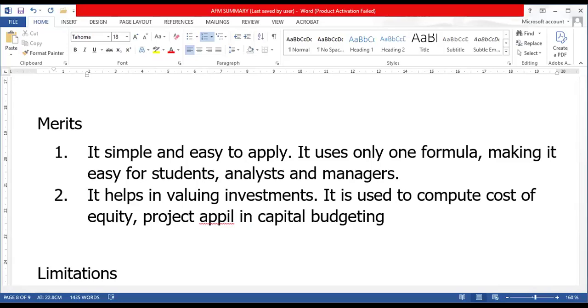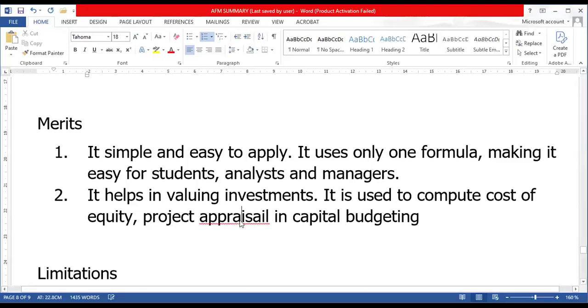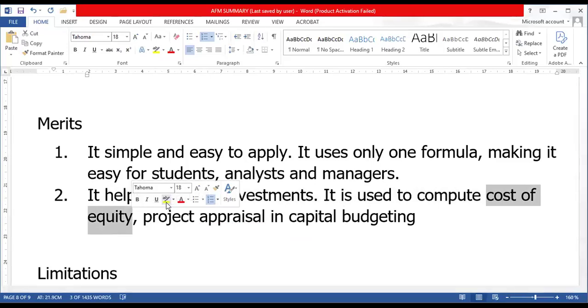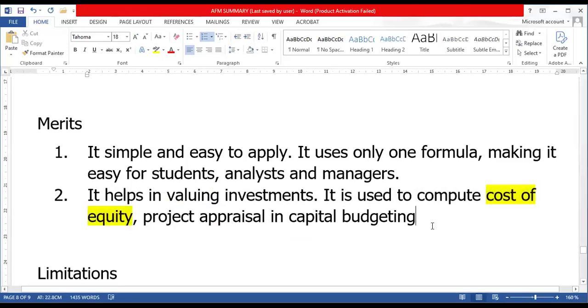We normally use the cost of capital. Okay, that is another point you can put. It helps in valuing the investments, because as you value the investments, you're going to use this cost in the process of valuing the investment. You need to use cost of capital somewhere. So you can use CAPM to determine that cost of capital.